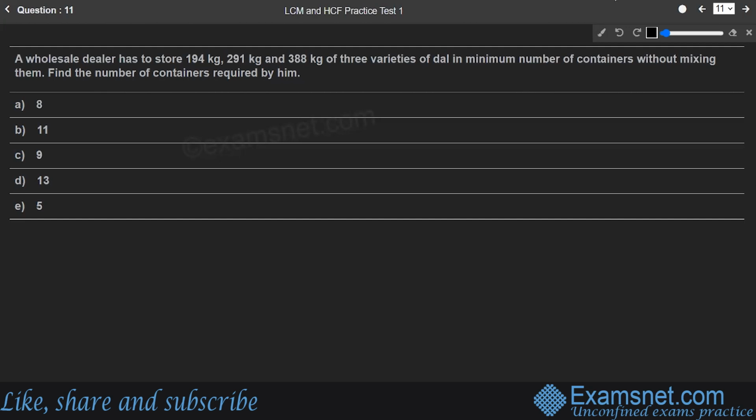Okay, so the question says a wholesaler dealer has to store 194 kg, 291 kg and 388 kg of three varieties of dal in a minimum number of containers without mixing them. Find the number of containers required by him.